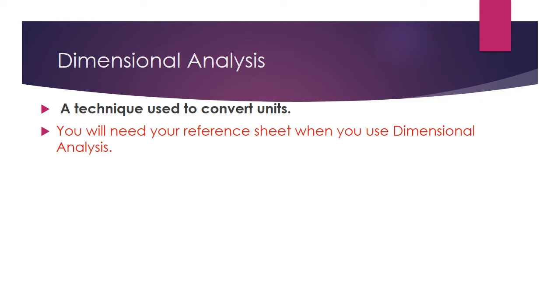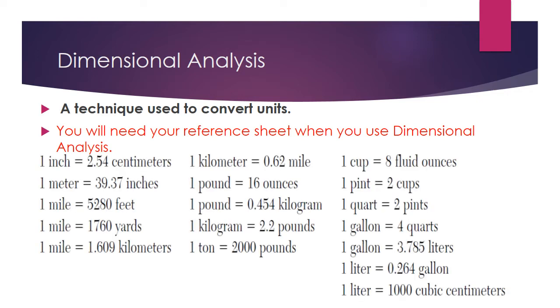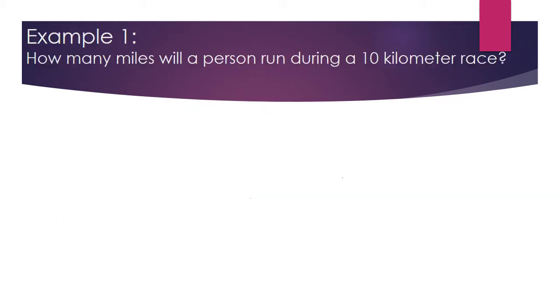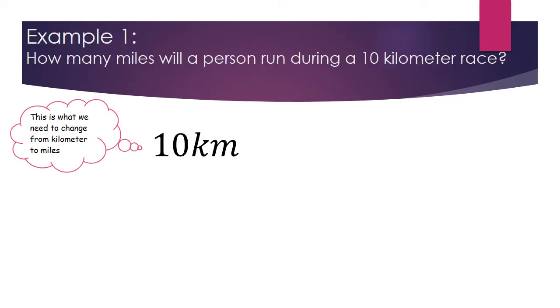The top part of the reference sheet that you're going to use to do dimensional analysis is going to look like this. So let's learn how we're going to use this reference sheet to convert units. Let's take a look at our first example. How many miles will a person run during a 10-kilometer race? So in this question, I'm trying to convert 10 kilometers to miles. And I'm going to use my reference sheet to be able to convert the units.